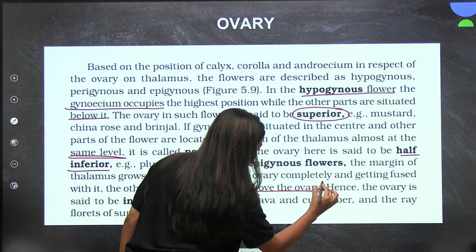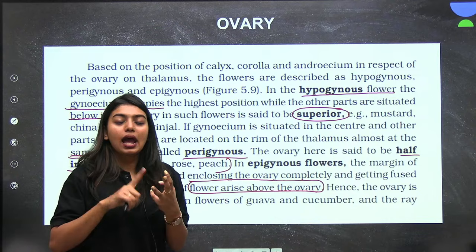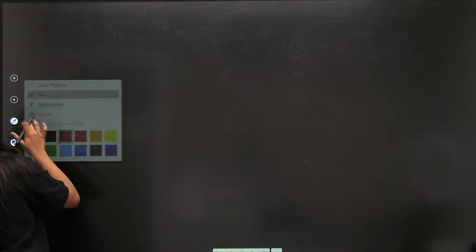NCERT lines are a little here and there, but you do not have to worry. Just remember this much: hypogynous, ovary superior. Perigynous, half inferior or half superior. And epigynous, completely inferior. Got it? Clear to all of you? Do not think too much about your NCERT line. Sometimes it might be confusing, but once the concept is clear, think that way.